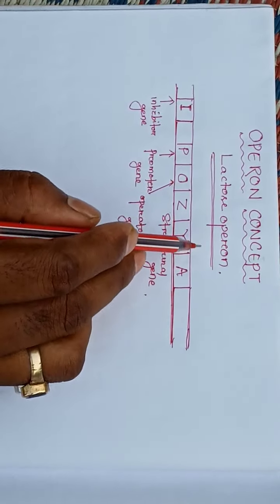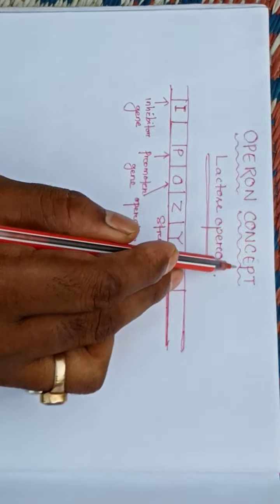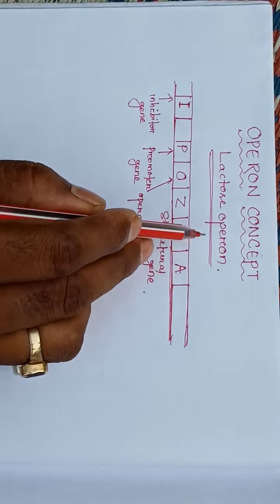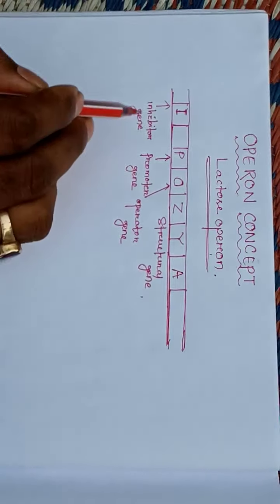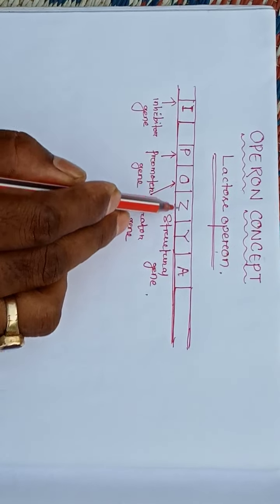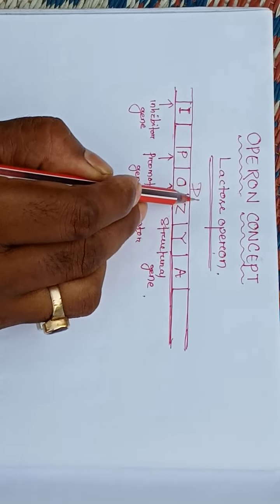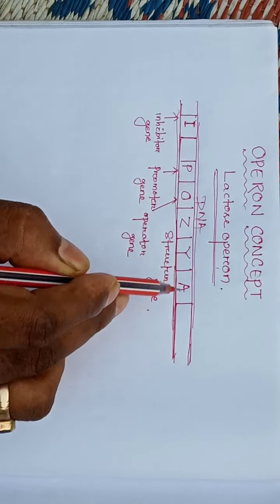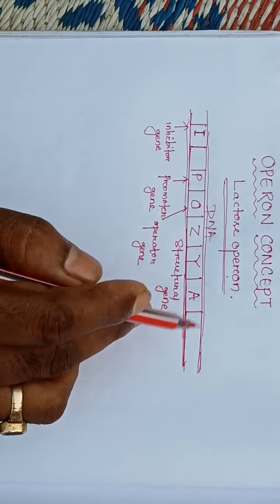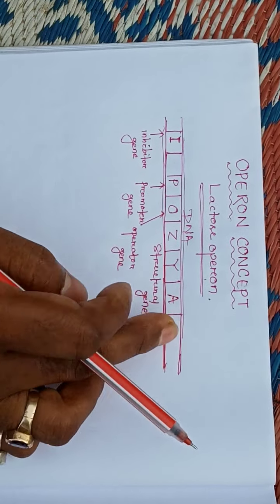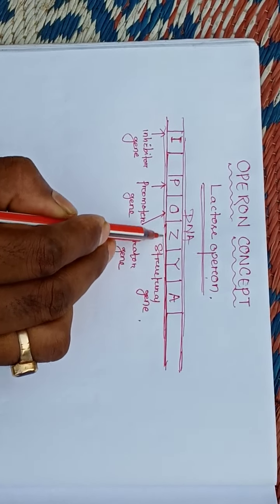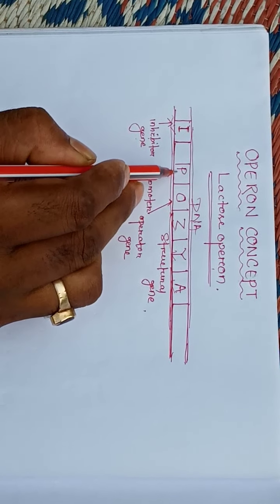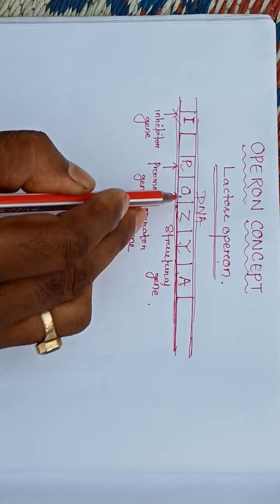Hello friends, today I will be discussing the operon concept. This is a gene regulation mechanism. Let me first define what an operon is. An operon is a part of genetic material. This is the DNA, the part of genetic material which acts as a single regulated unit consisting of one or more structural genes, one inhibitory gene, one promoter gene and an operator gene.